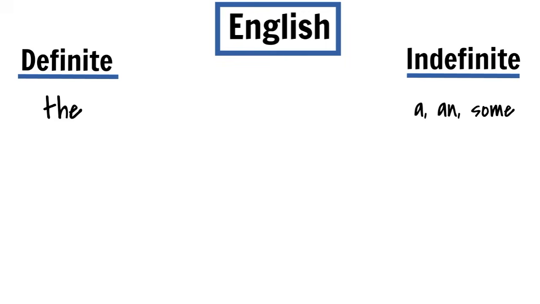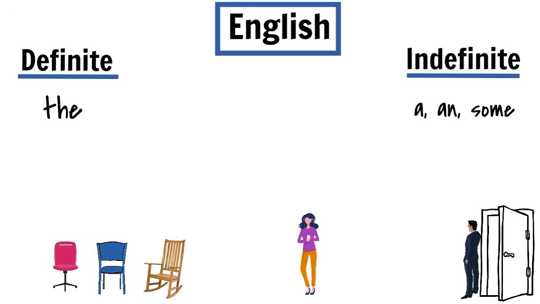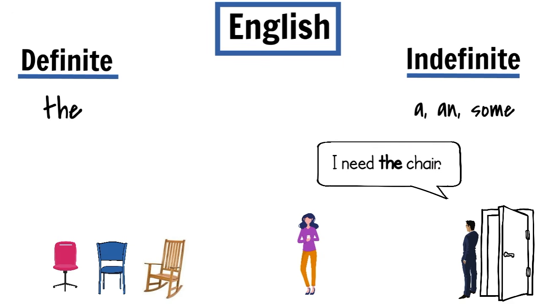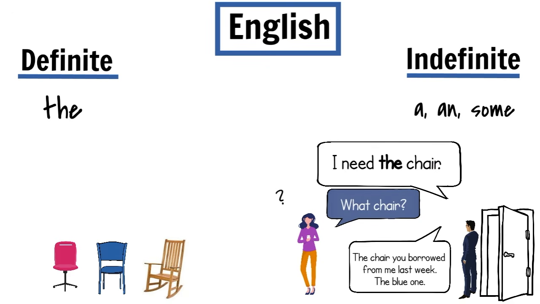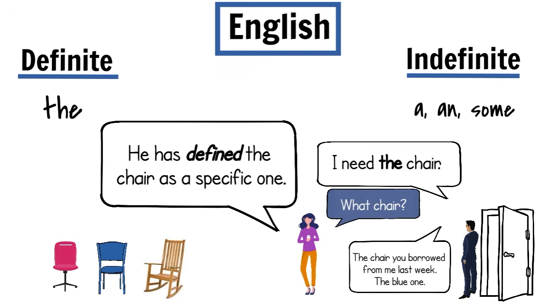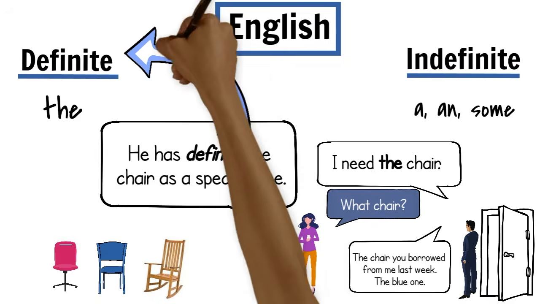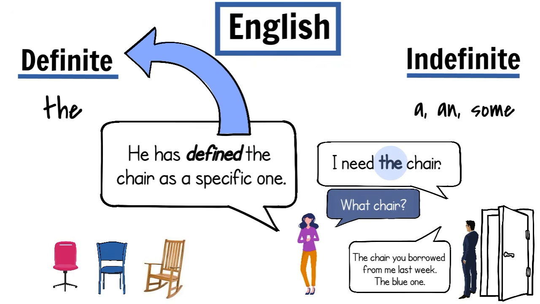But if someone knocks on your door and says, "I need the chair," your reaction is probably, "What chair?" That's because this person clearly has a chair in mind. They might be able to provide more details. For example, "the chair you borrowed from me last week," or "the blue chair." In any case, they have defined the chair as a specific one, at least in their own minds. That's why they use the definite article the.